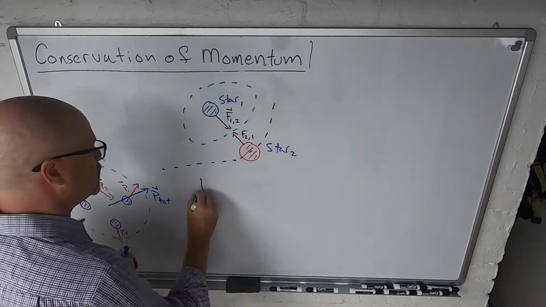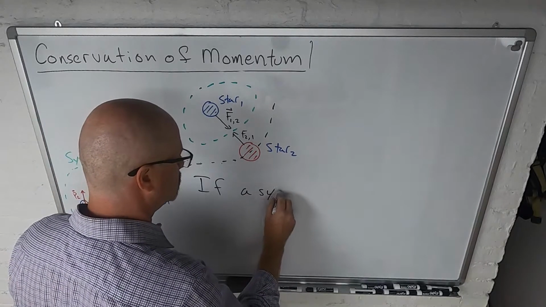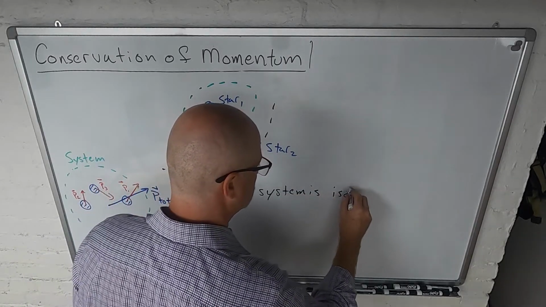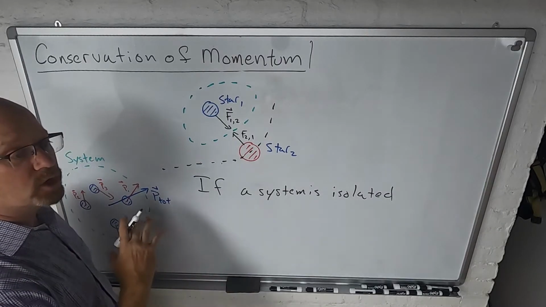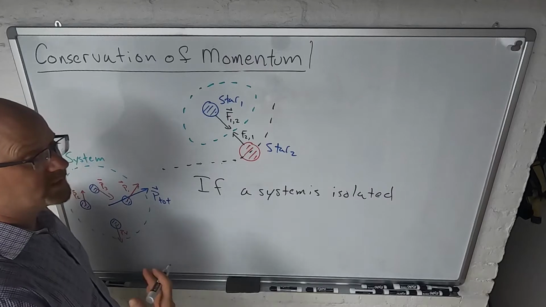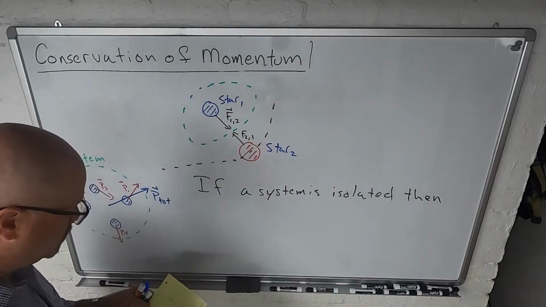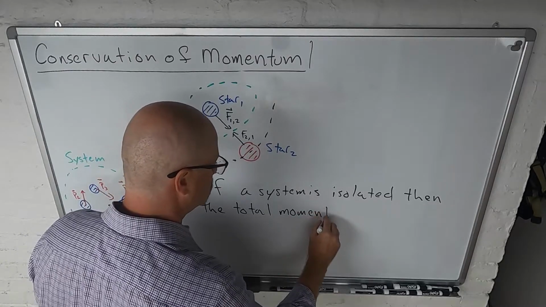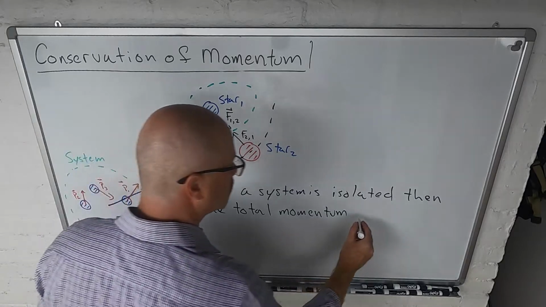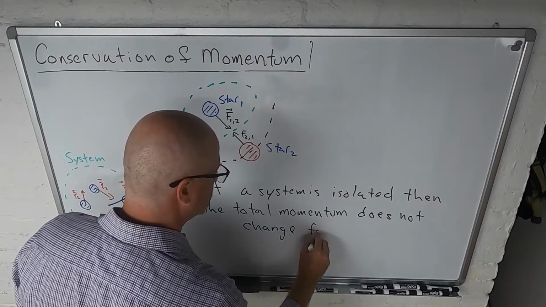So I'm going to write here, if a system is isolated. So isolation in the physical sense means that all the other forces and all the other interactions are negligible. We just ignore them, or they're so small that they don't really matter. So if a system is isolated, then the total momentum does not change for all time.